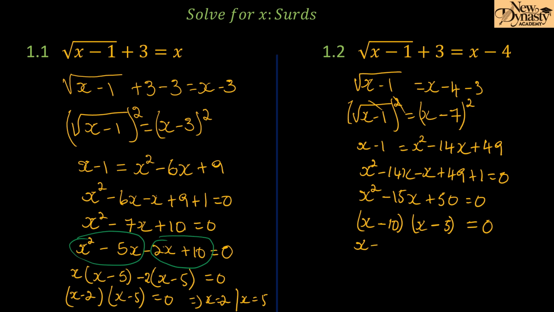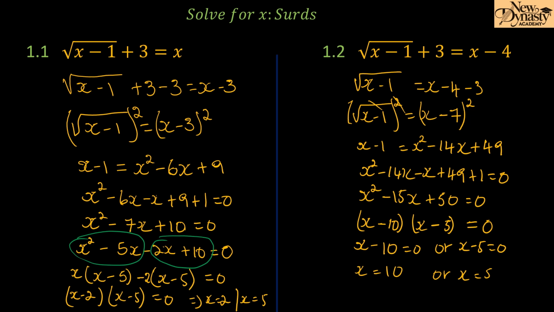We know that x minus 10 should be equal to 0, or x minus 5 should also be equal to 0. Therefore, x equals 10, or x equals 5. Now, I'm going to go back to the first one.